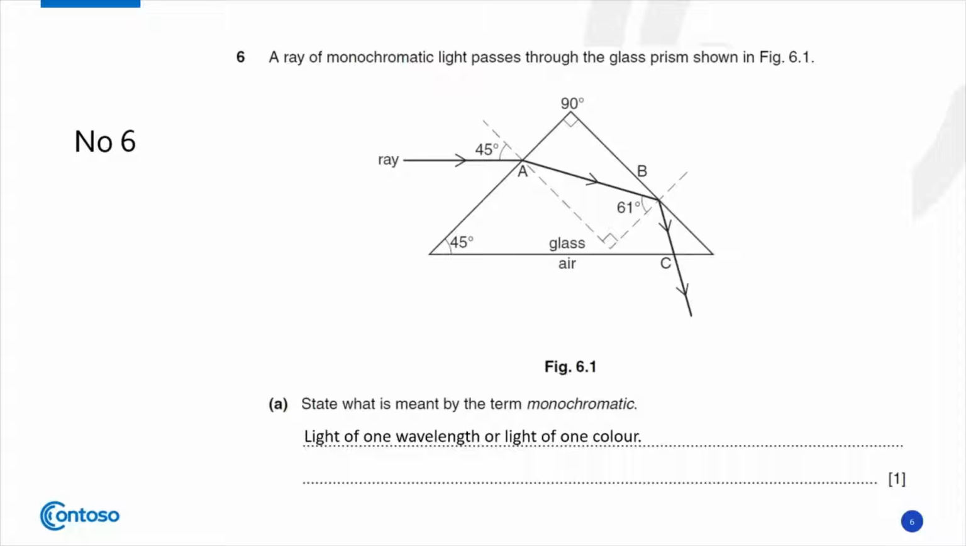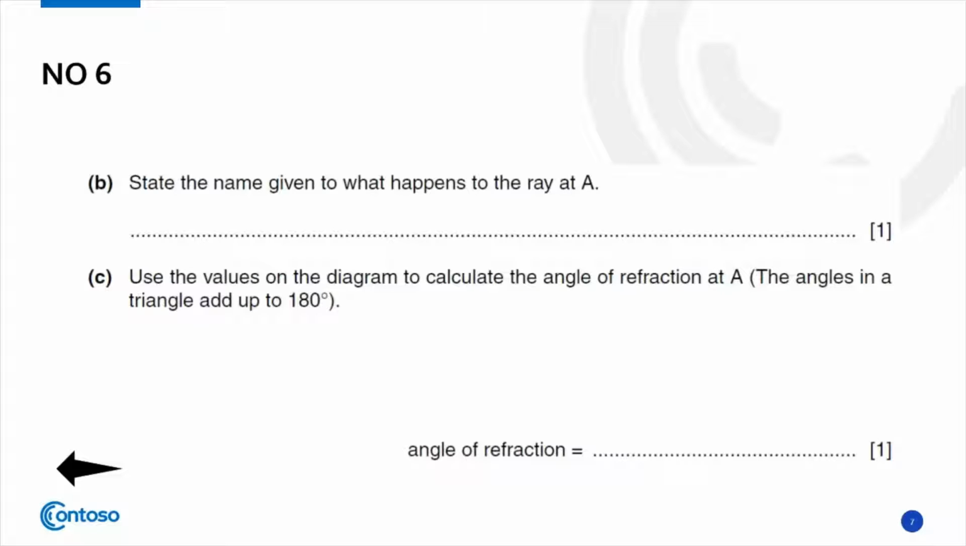Question B. State the name given to what happens to the ray at A. For this question, you are allowed to answer in only one word because it is about state the name. But use the word refraction instead of refracted because the problem asks the name of the event, not the event itself.